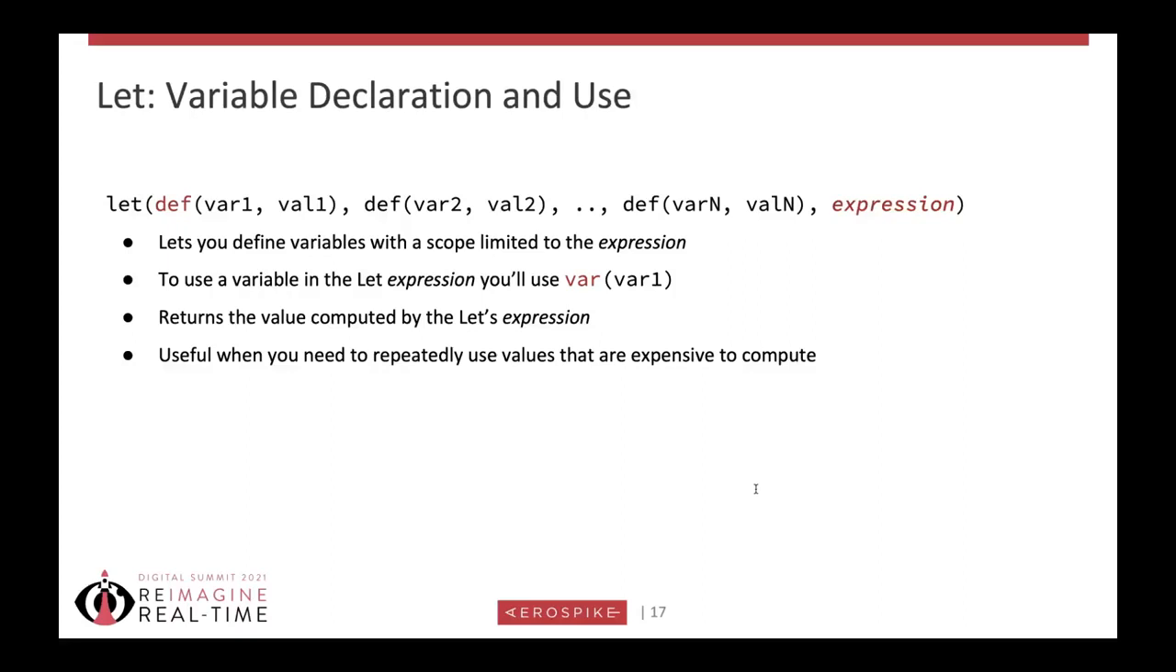And this is useful when you need to repeatedly use the same calculation, and it might be kind of a heavy calculation. So it makes more sense to declare it as a variable and then use it in the expression multiple times, and not spend the CPU calculating the same thing over and over.